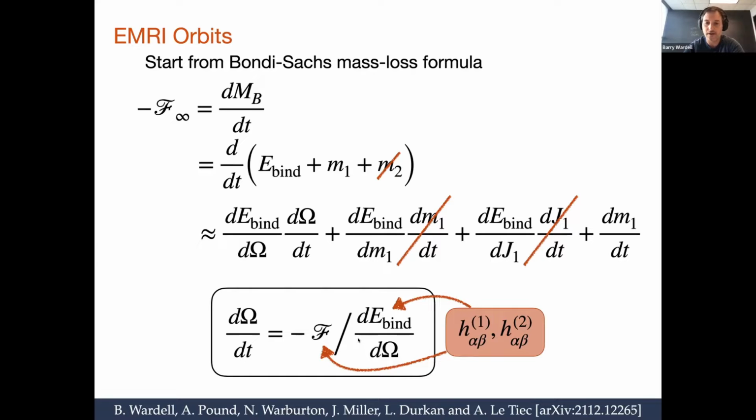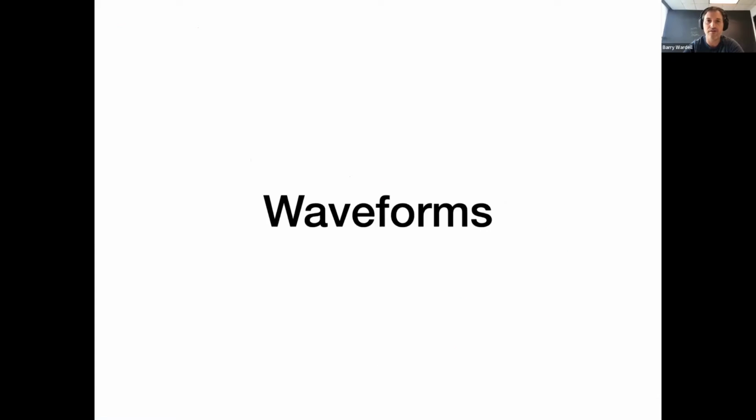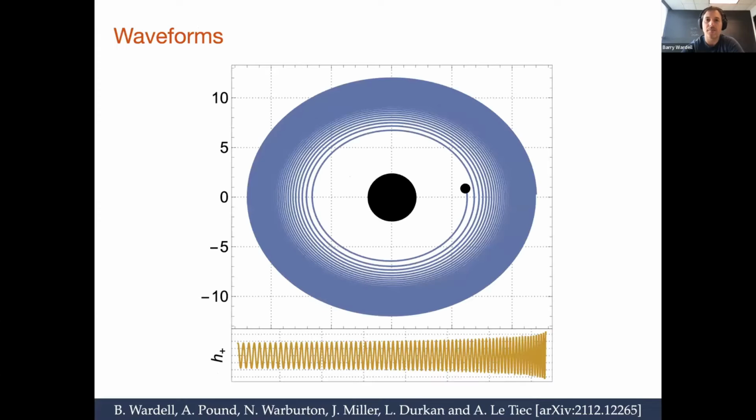Okay, so that's it for the method. Let's get on to some results. So the waveforms, when you run this whole thing through, what you find is something that looks a bit like this. We've only done quasi-circular inspirals so far in the Schwarzschild case.